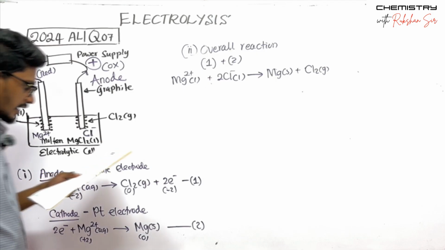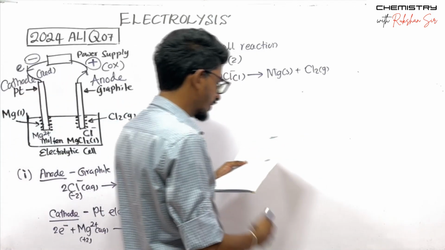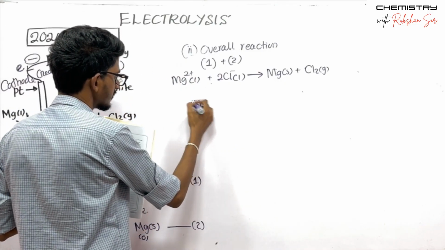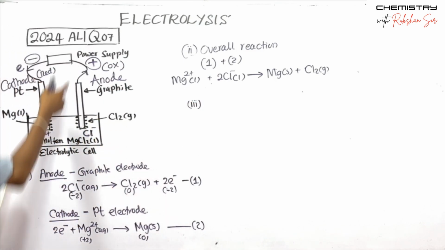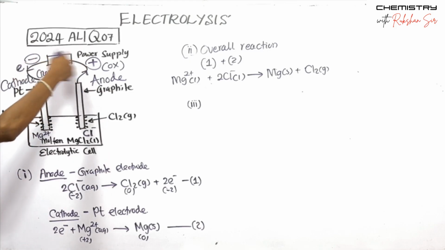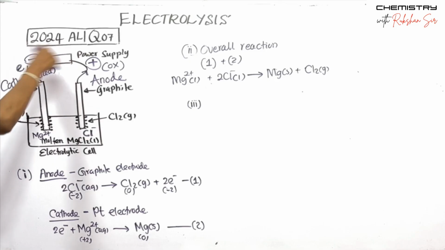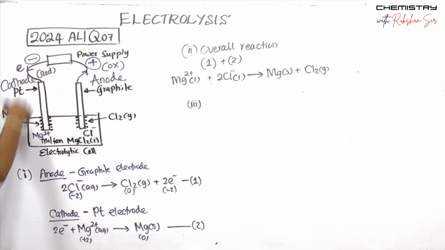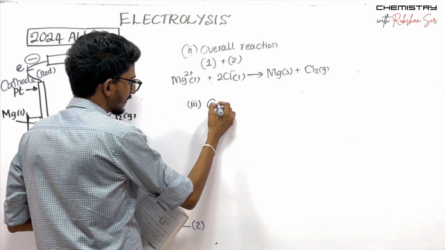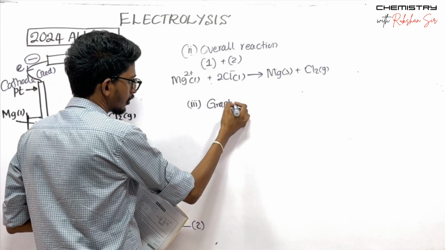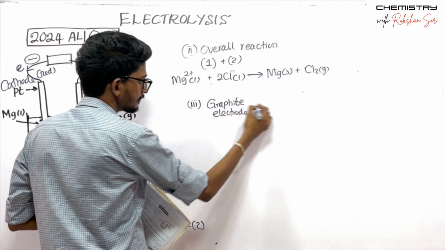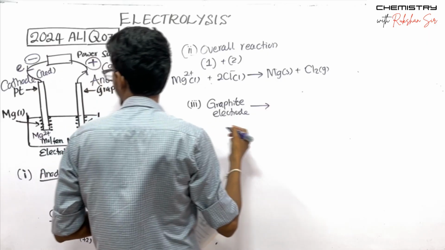Problem 3. Study the direction of electron flow through the external circuit as the cell operates. Electron flow direction: yes, we had marked that. Always from anode to cathode, from the electrode which releases electrons towards the electrode which accepts the electrons. Anode to cathode, that means graphite electrode to platinum electrode.